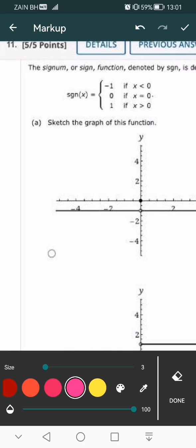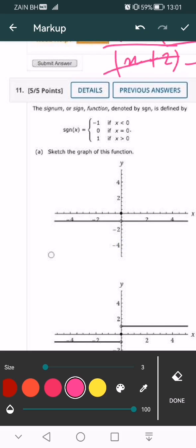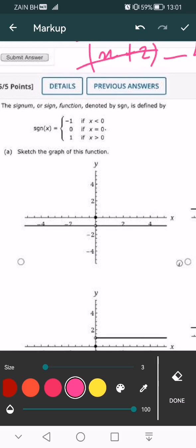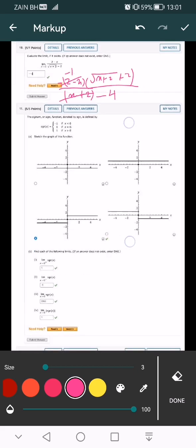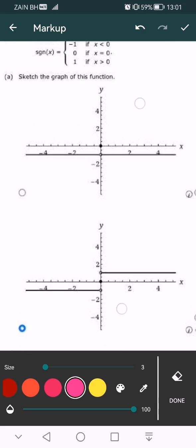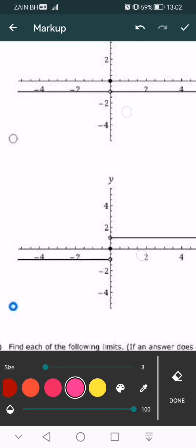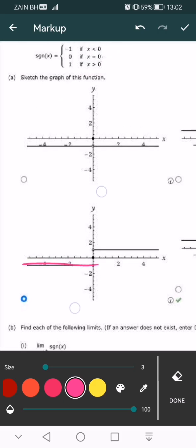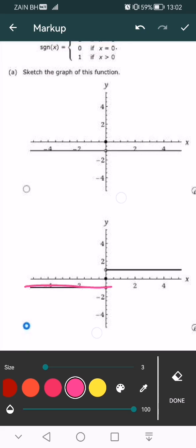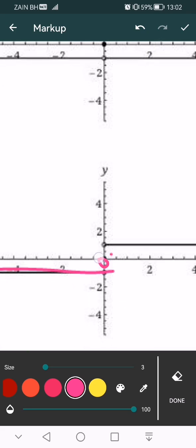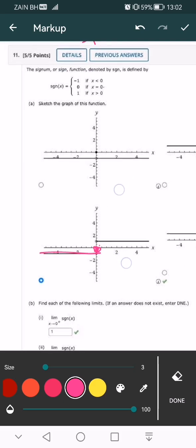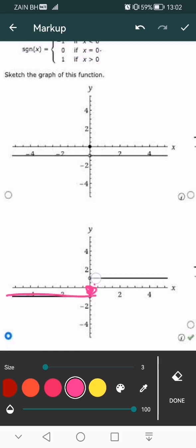Now here they give me the segment of the sign function, denoted by... which one do I have to select? It says minus 1 if x is less than 0, so the value will be minus 1. So when I come here, I see when the value is minus 1: when all values are less than 0. At zero the value is 0, and if it is greater than zero the value is 1.